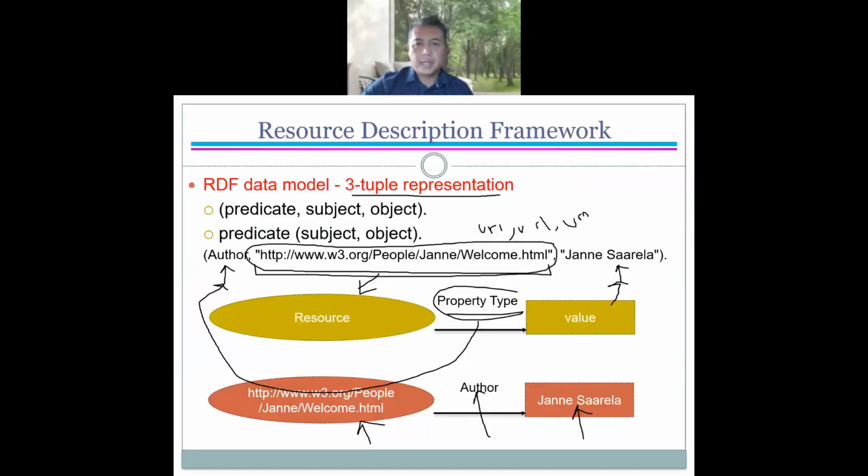Okay, so that is the basic information about the Resource Description Framework, in which, for example, for the property type, we can use any property that we want, like, for example, title. We have other things. So the predicate is what type of property that you want to have, and then the subject is this one, and then the object is Jane Sharela. Okay, so that is some of the basic information about metadata in web documents.